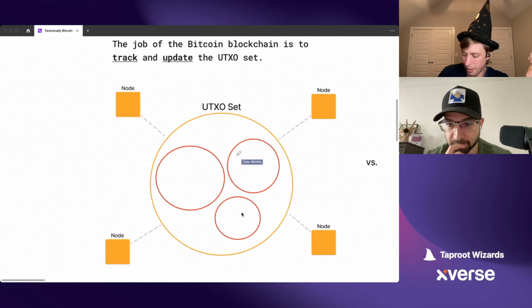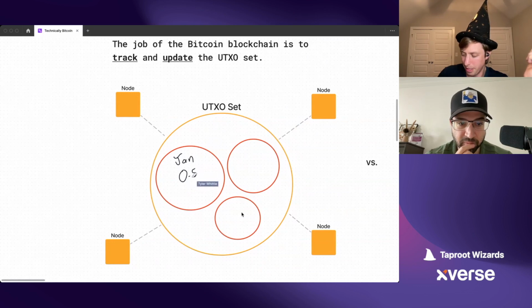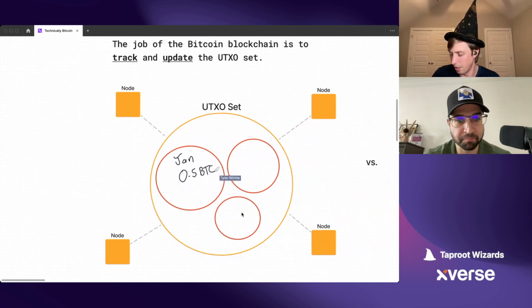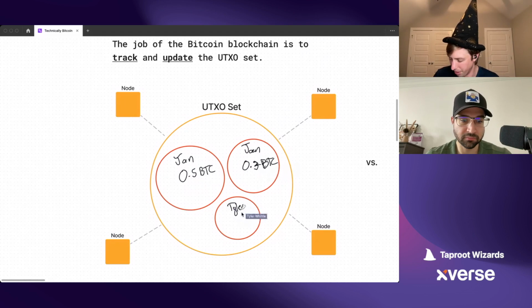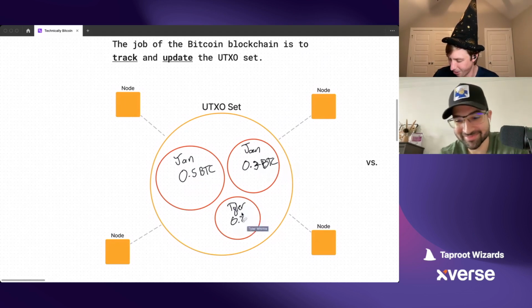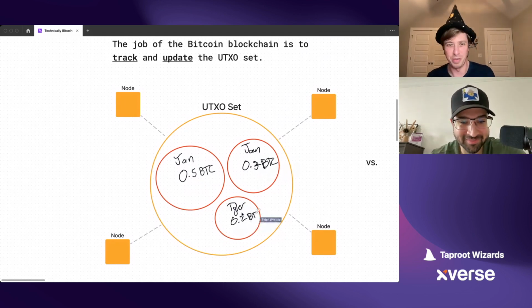Let's do an example. Let's go back and say we had that Jan block and you had the 0.5 BTC. Let's say over here that we have another Jan block and you own 0.3 BTC. And then let's say, I did a PhD, so I'm poor. I didn't make money in my 20s. So I only own 0.2 BTC.